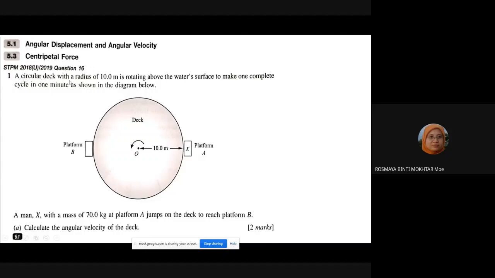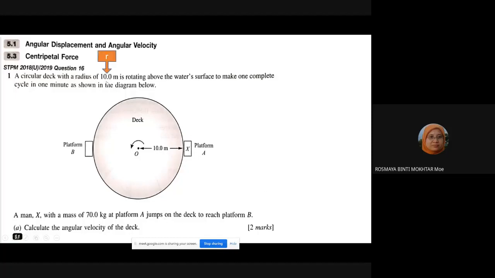So a circular deck with a radius of 10 meter is rotating above the water's surface to make one complete cycle in 1 minute as shown in the diagram below. A man X with a mass of 70 kilogram at platform A, so here is the platform, jumps on the deck to reach platform B. Calculate the angular velocity of the deck.